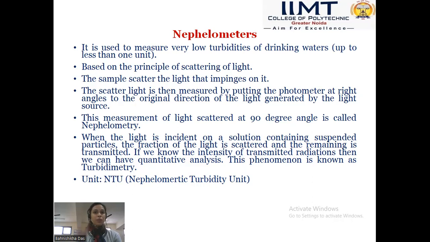Whenever we measure the light, some light is being scattered and some light is being transmitted. Whenever we measure the transmission of the light, that phenomenon is known as turbidimetry. Whenever we measure the scattering of the light, that phenomenon is known as nephelometry. So nephelometers are based on measuring the scattered light, which is why we call them nephelometers.